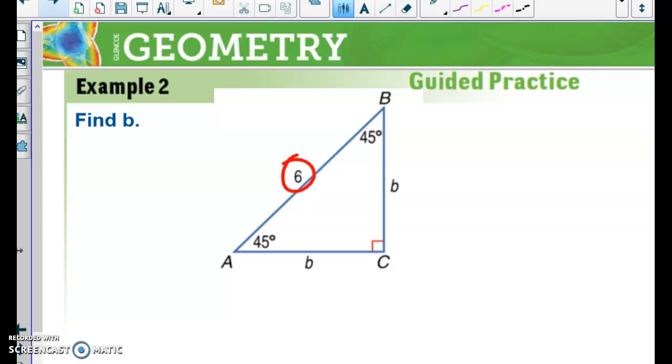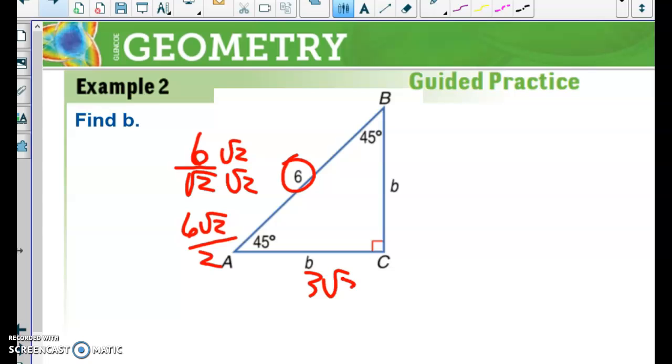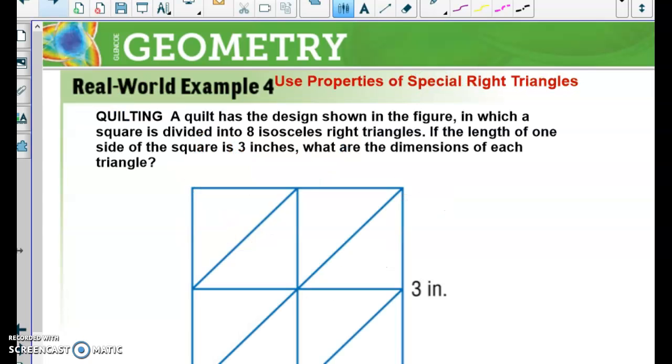More of the same. So if this is 6, divide that by the square root of 2, the hypotenuse, to get to the legs. Rationalize, rationalize. I get 6 root 2 over 2, or 3 root 2. Both of the side lengths would be the hypotenuse divided by the square root of 2.